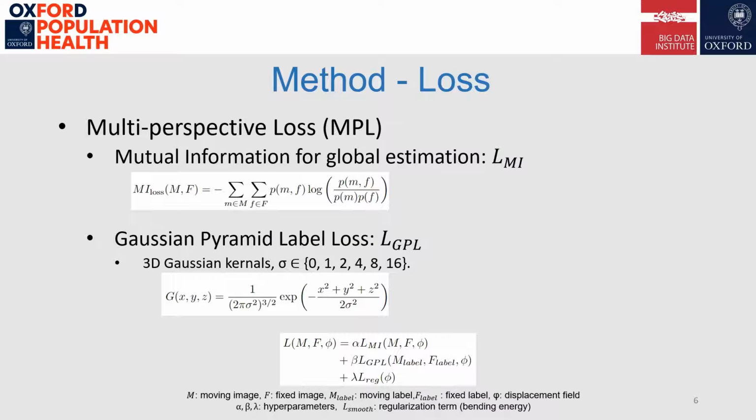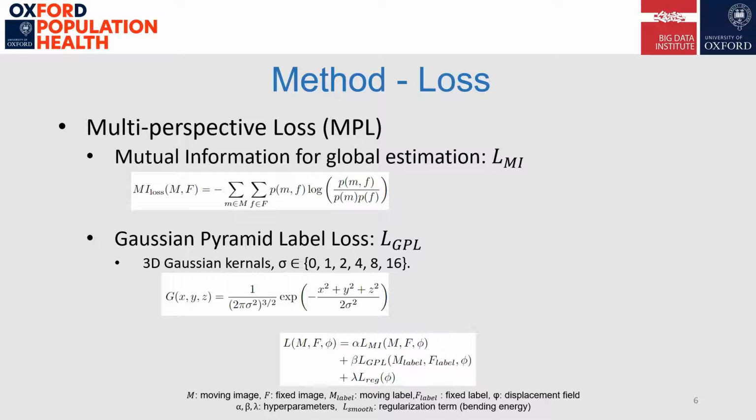Now, let's move to the second part of our method, the loss function. Given the intrinsic intensity differences between CT and proton MRI, selecting an appropriate registration metric is challenging. Thus, we combined mutual information loss for global estimation and Gaussian pyramid label loss for local alignment.